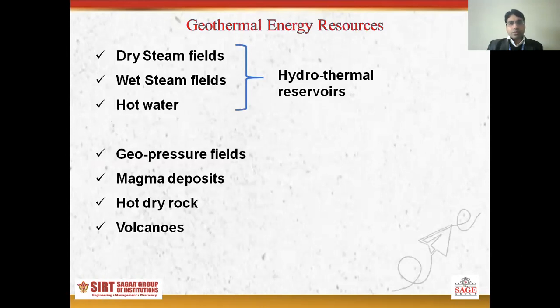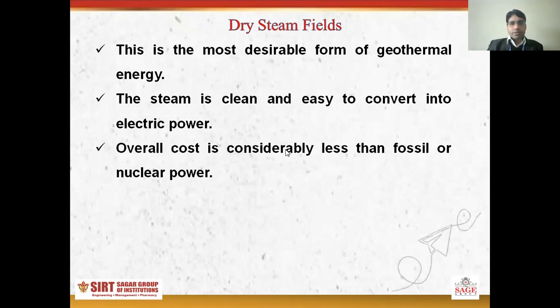Now, here you can see the geothermal energy resources. These are the 7 geothermal energy resources: dry steam field, wet steam field, hot water, geopressure field, magma deposit, hot dry rock, and volcanoes. The first three resources are called the hydrothermal reservoirs, because steam and water are involved in all these three fields. So we will discuss only one field in this lecture. The first one is the dry steam field. So now we will discuss this dry steam field.